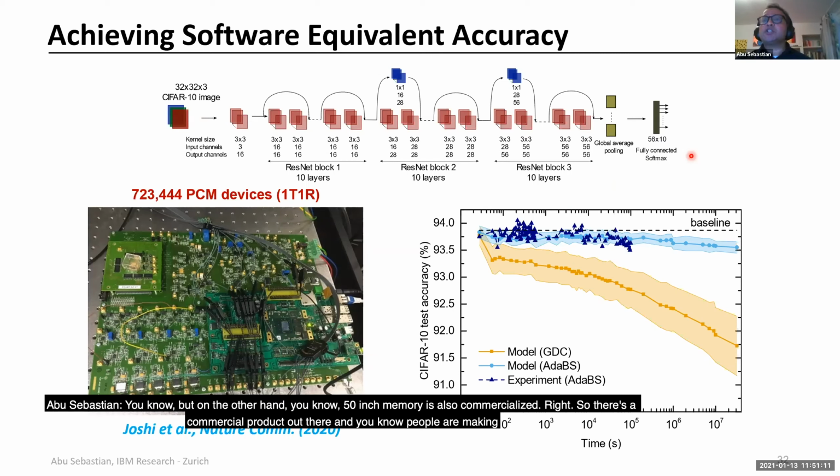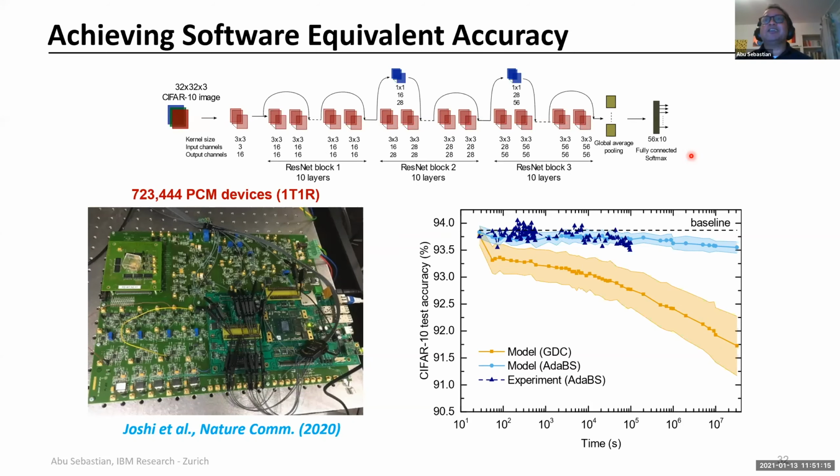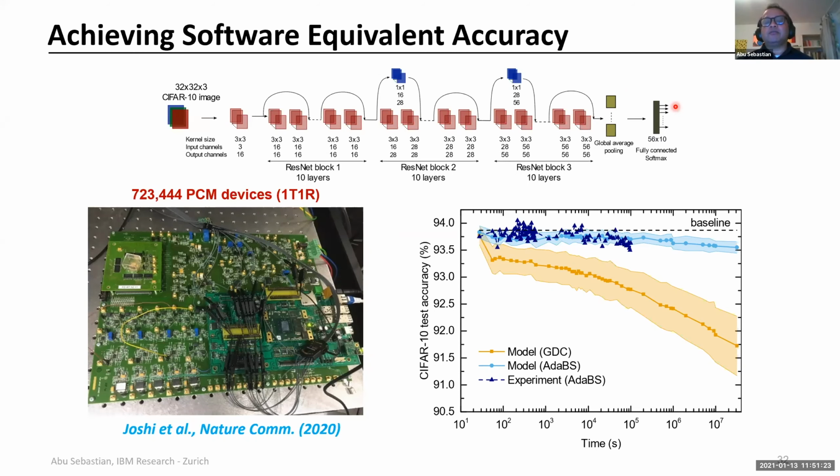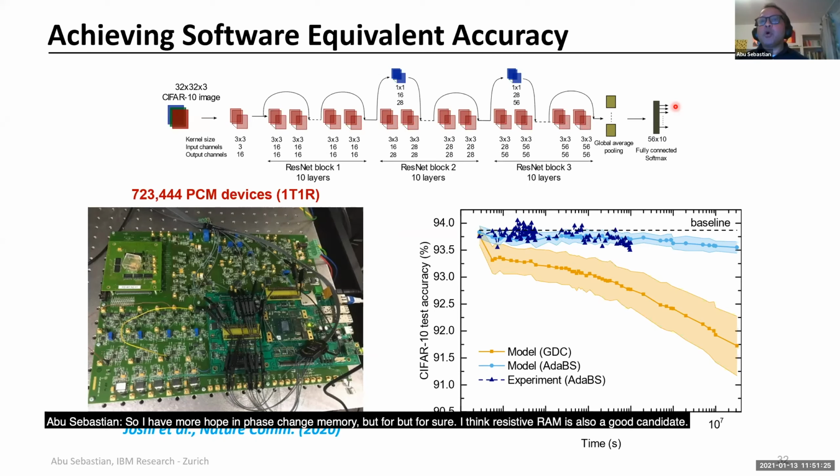But on the other hand, phase change memory is also commercialized, right? So there's a commercial product out there, and people are making dies with 128 gigabits. So this is definitely an advantage for phase change memory. People know their physics much better. So I have more hope in phase change memory, but for sure, I think resistive RAM is also a very good candidate.